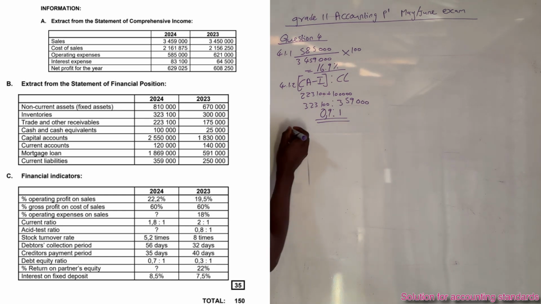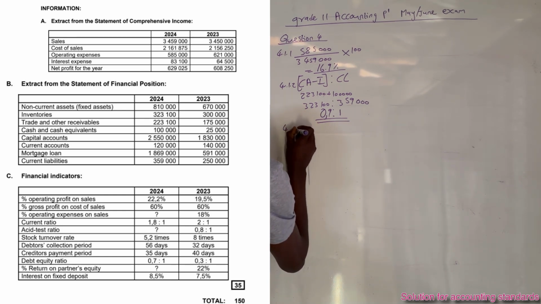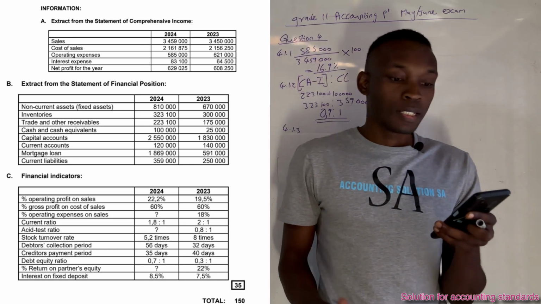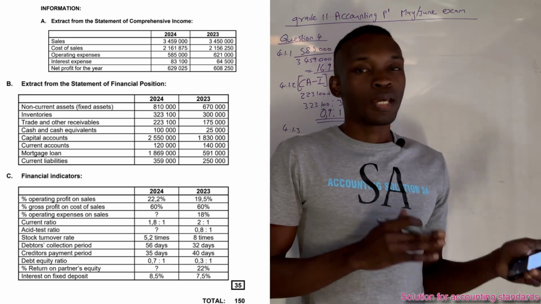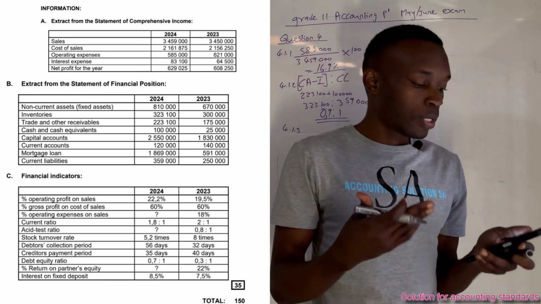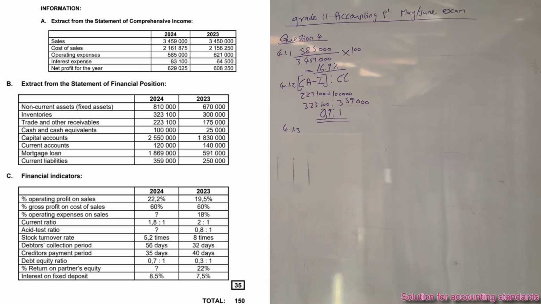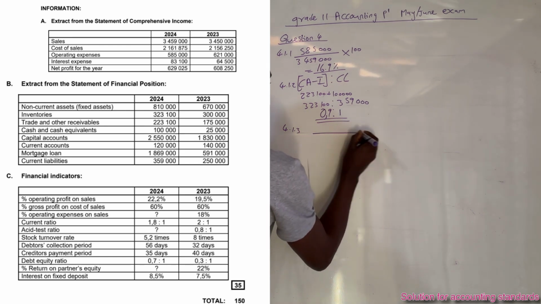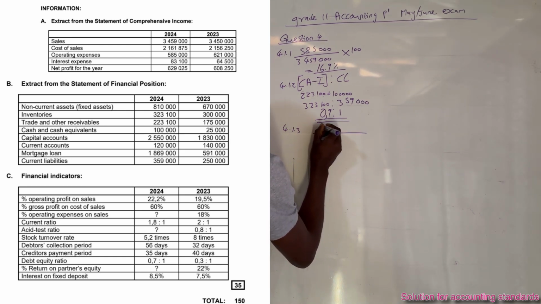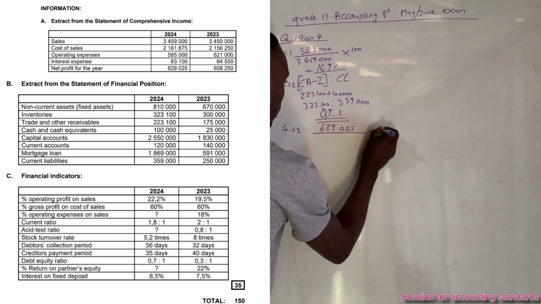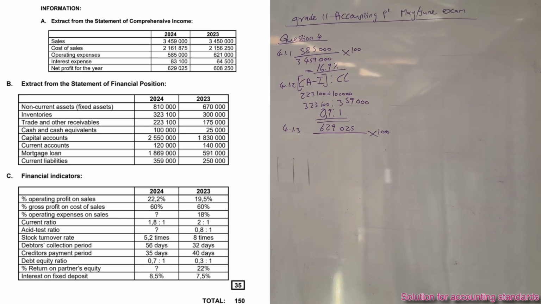Remember, guys, they said by partners, so you have to take note of that. It's not the same as when they are referring to an individual, like when they mention that it's for Langa only. This one is for partners, for both of them. The formula here is net profit for the year divided by average equity, 629,025. Let's see, our average equity is how much?